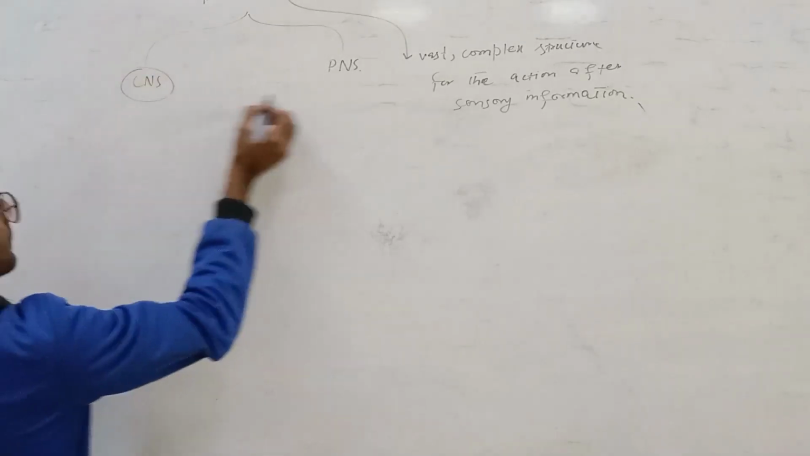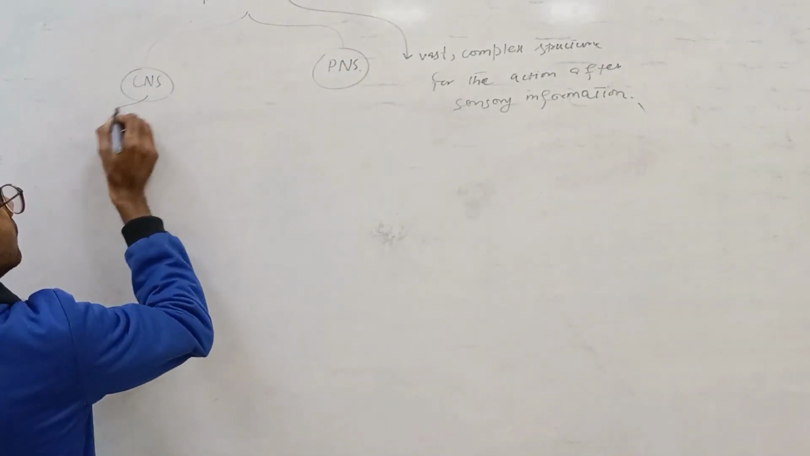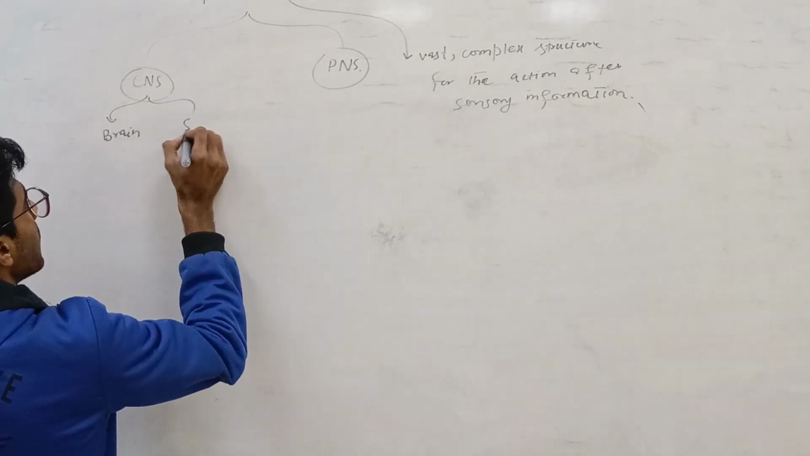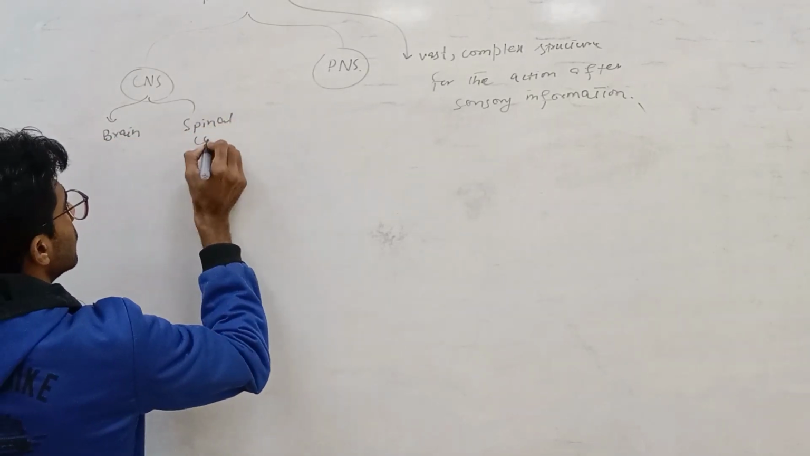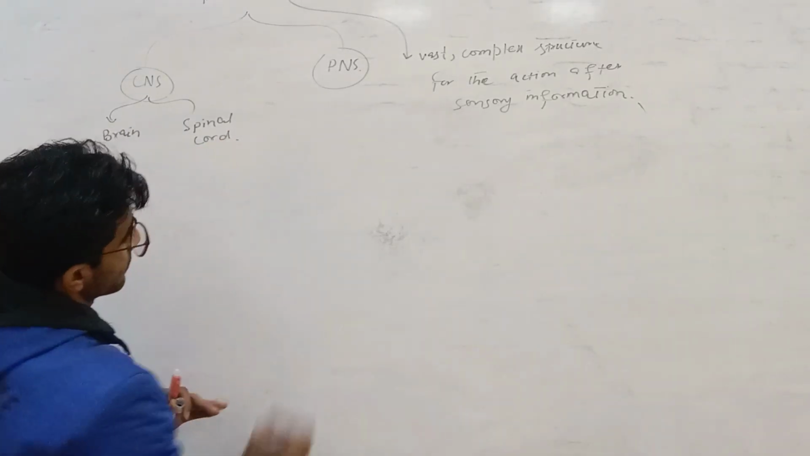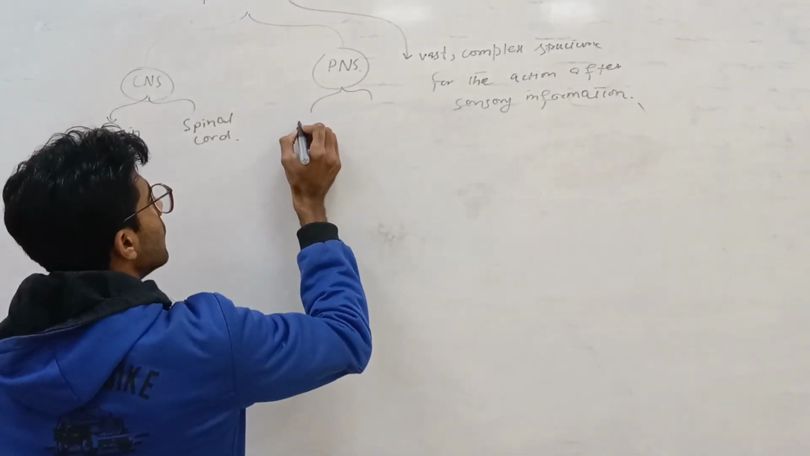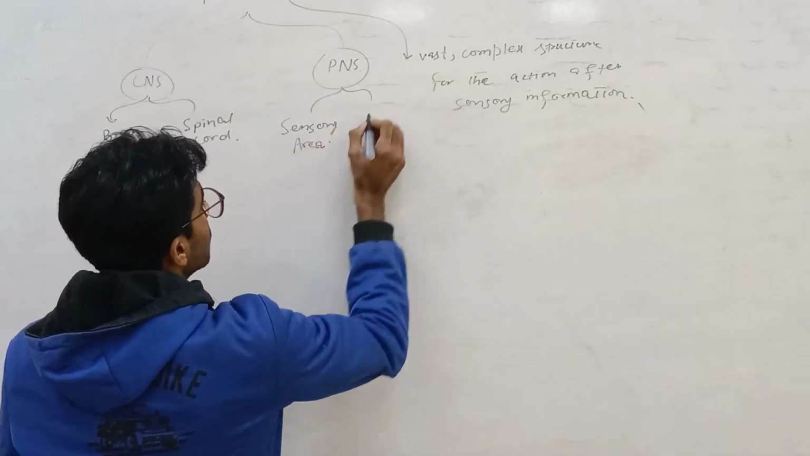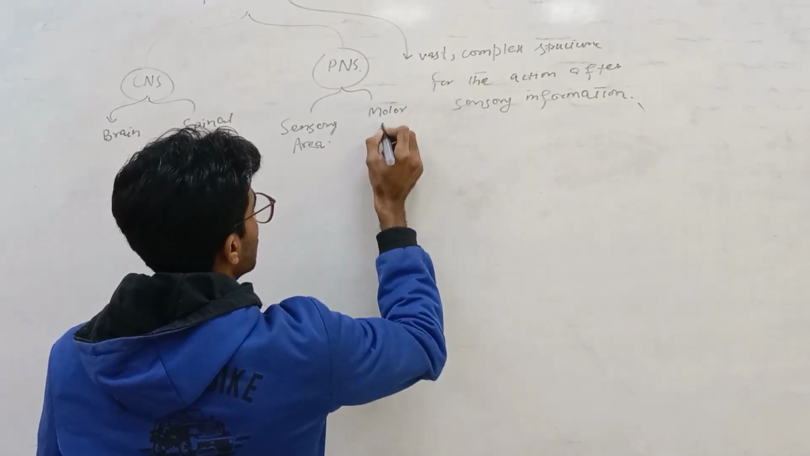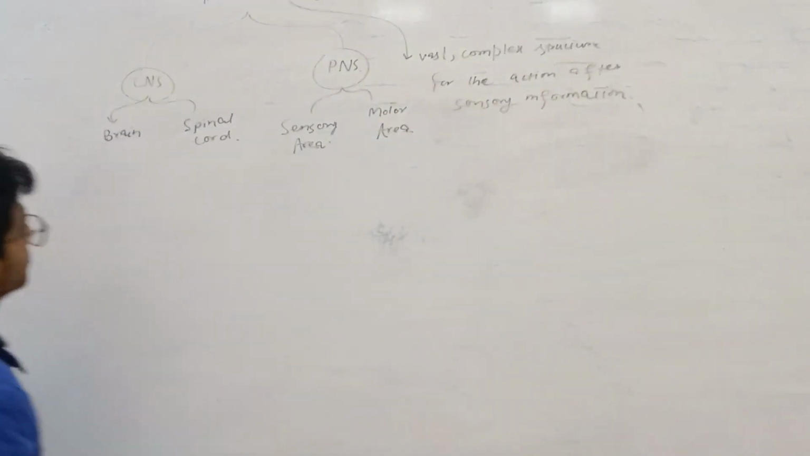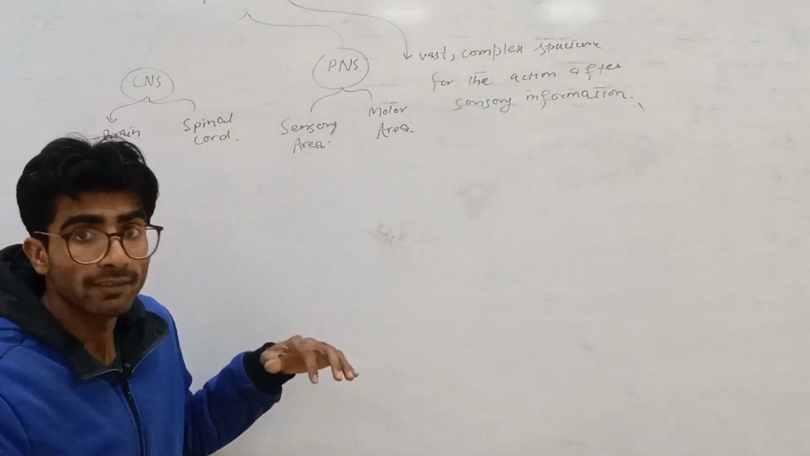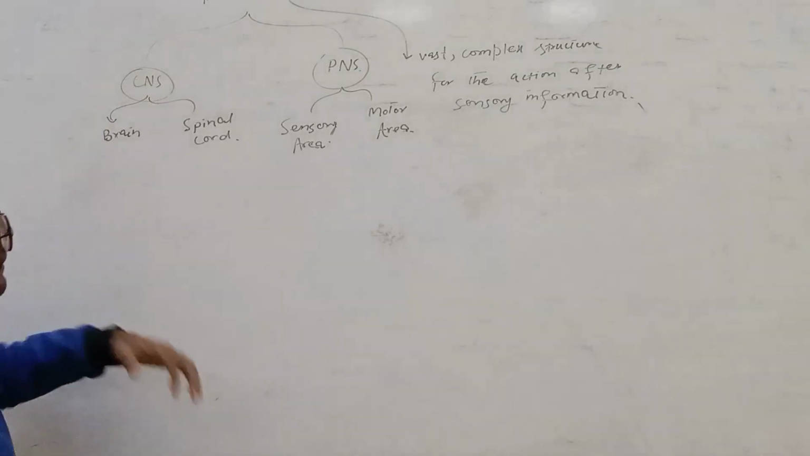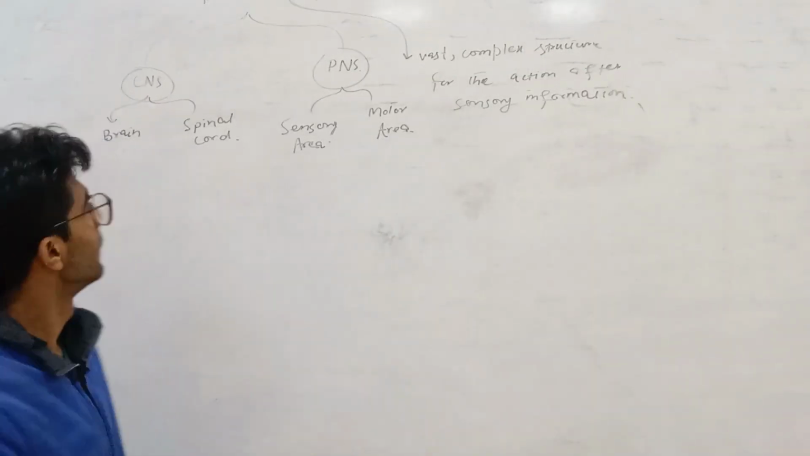This nervous system has two parts. One is the brain and spinal cord. In the peripheral nervous system, there is the sensory area and motor area. Now we will discuss very deeply here. What is the brain? What is the spinal cord? What is the sensory area? What is the motor area?